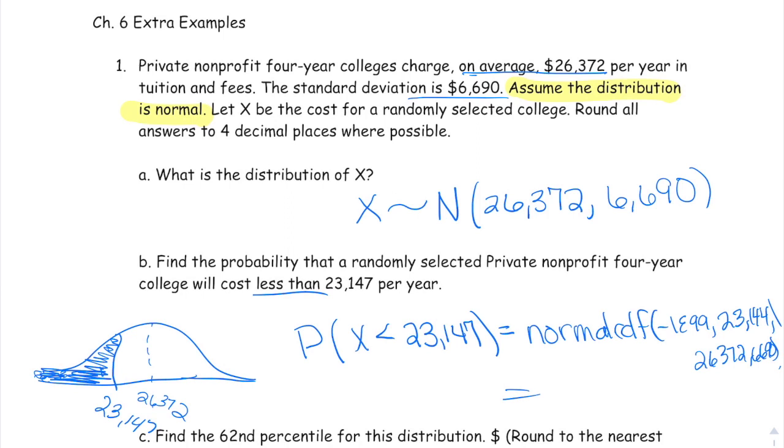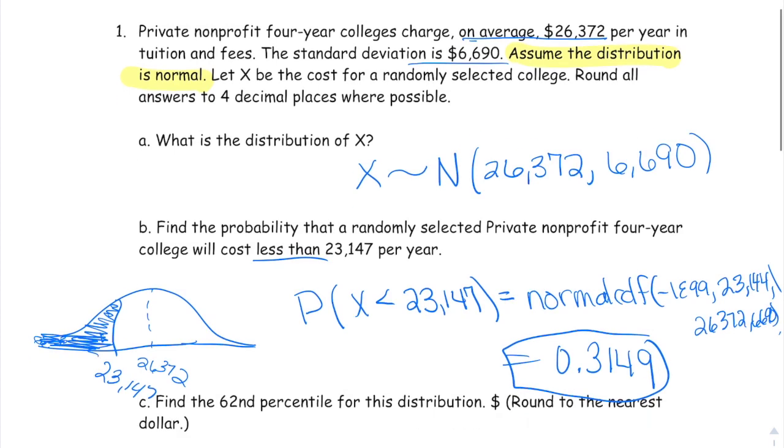Okay, so on our calculator we got 0.3149 when we go to 4 decimals. So that's this probability under the curve.